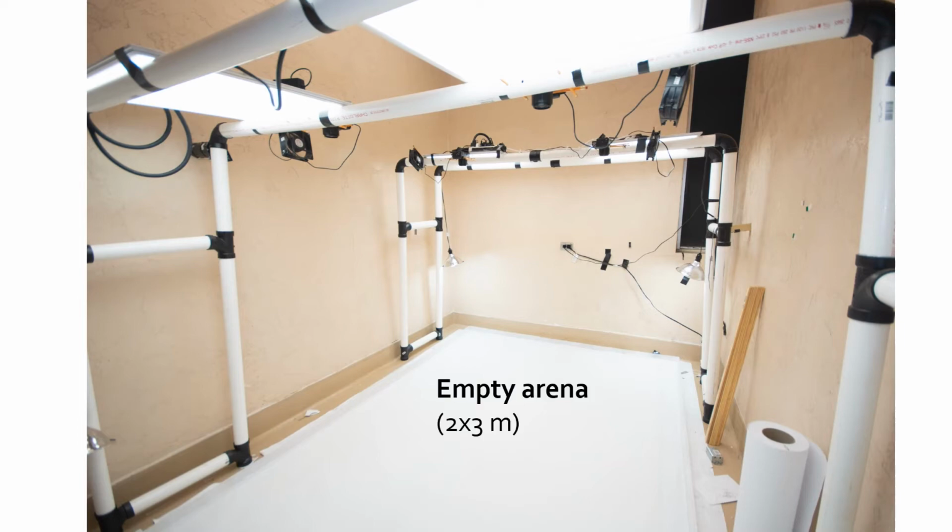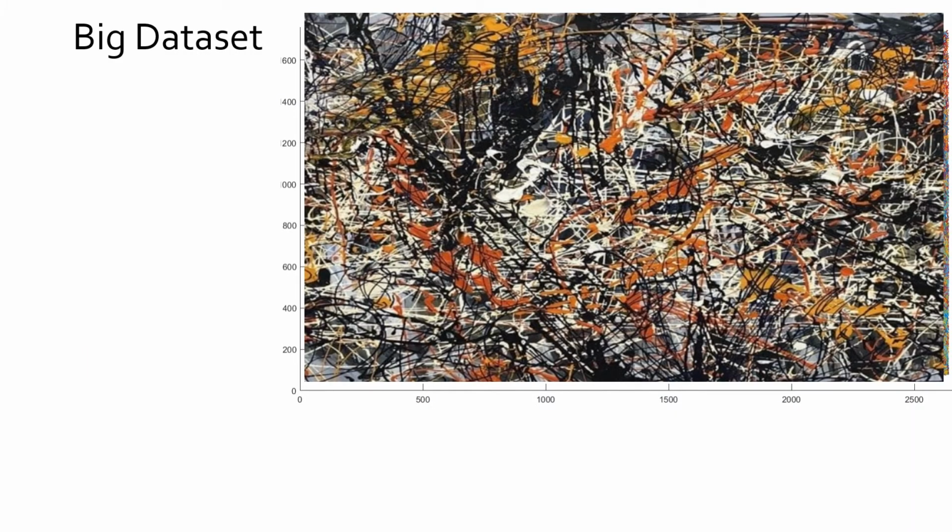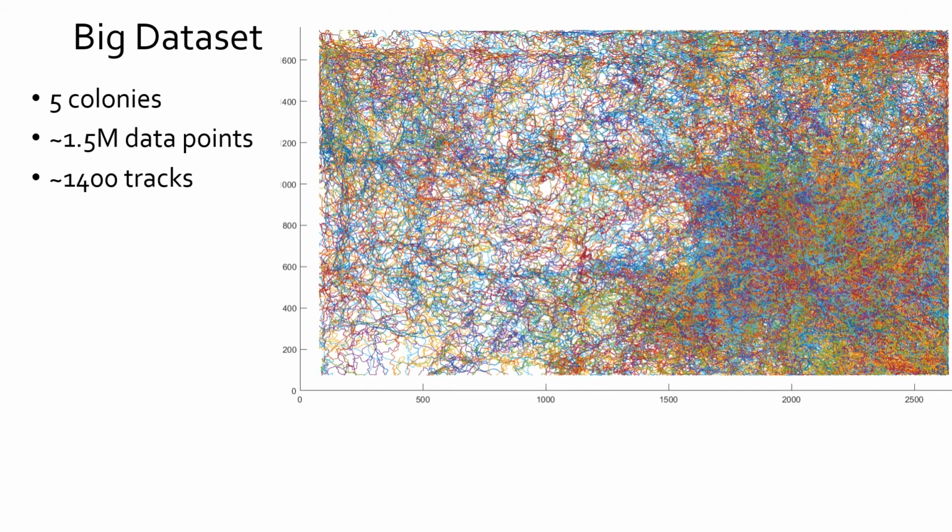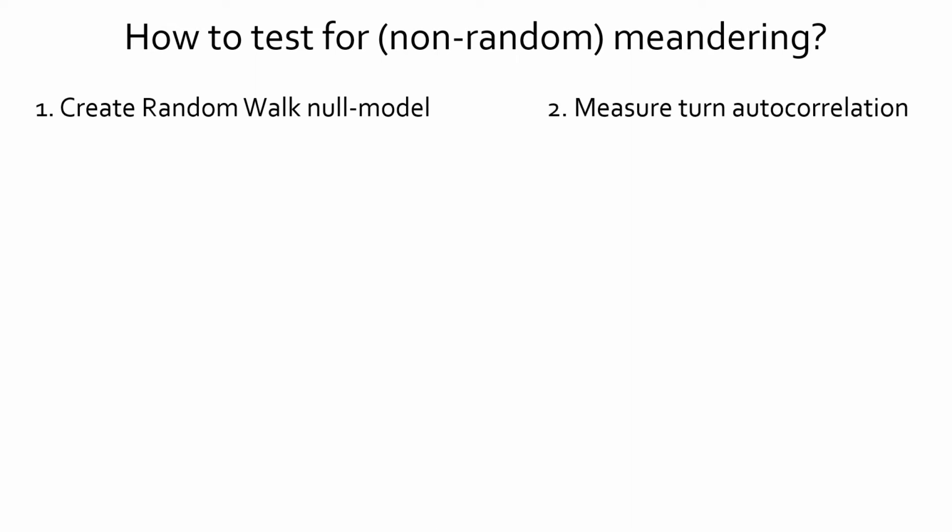After about 5 hours of filming and automatically tracking the ants, I get a Jackson Pollock painting, or at least something close to it, and it's made up of huge big data. How to test for the non-randomness of the apparent meandering? Therefore, I first use a random walk null model, and then I measure the turn autocorrelations of the tracks.